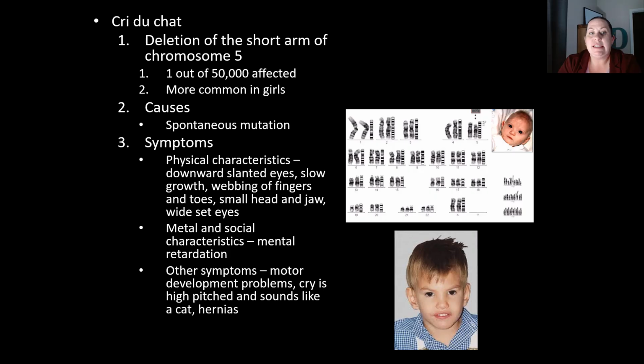Some physical characteristics: downward slanted eyes, slow growth. They'll have webbing between their fingers and toes, and that just means the apoptosis in the skin between the fingers and toes didn't take place, and so they have some webbing there. Small head and jaw, and wider set eyes. Mental and social characteristics: there is some mental retardation that comes along with this. Other symptoms are motor development problems. Their cry is high-pitched, sounds like a cat, that's the name, and they tend to develop hernias more regularly.